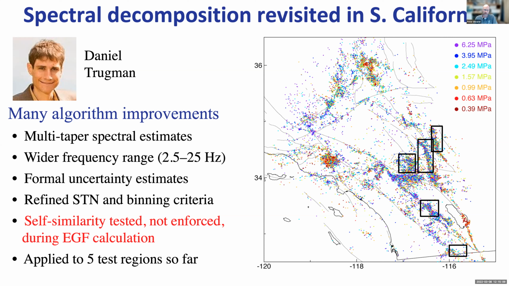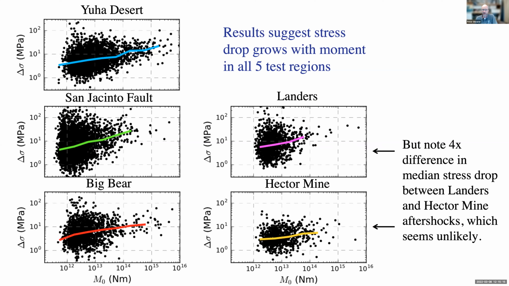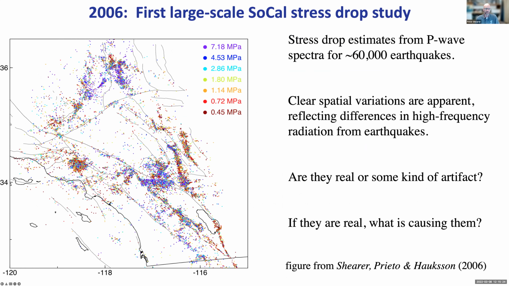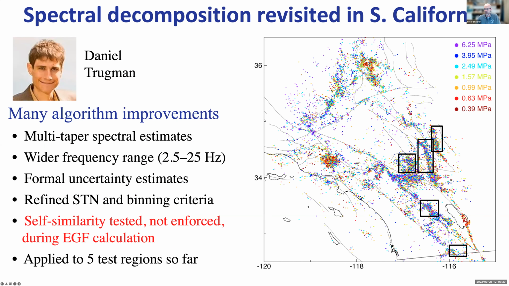In other words, whether you might have a change in stress drop with magnitude. And what Daniel found is that, in fact, I should explain that he didn't do this for all of Southern California like we'd done before. He wanted to focus on a few regions. That has the advantage that the path terms then are going to be similar for each of these regions.